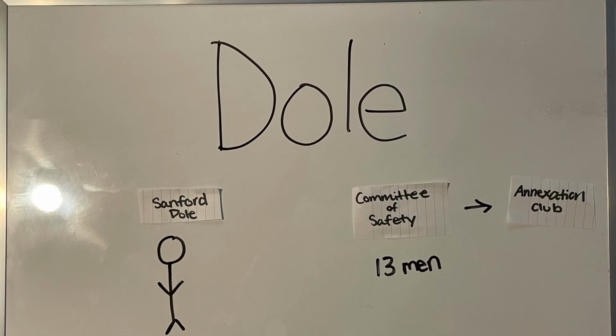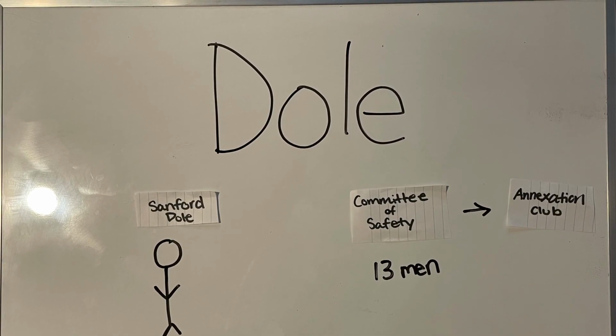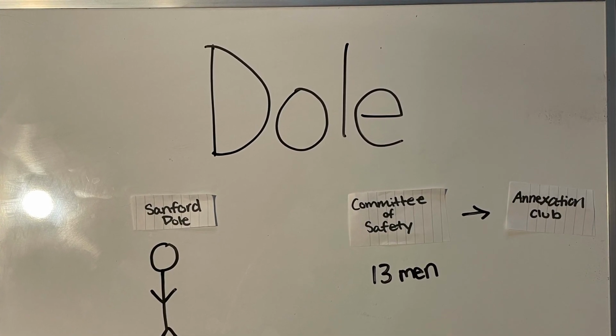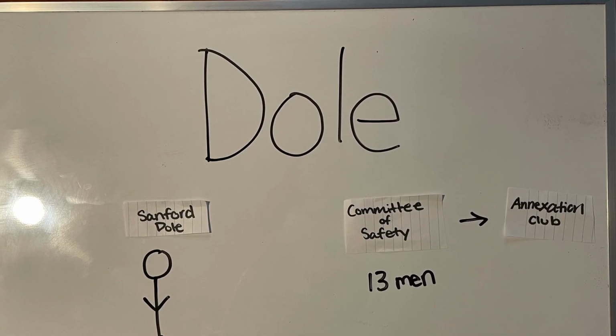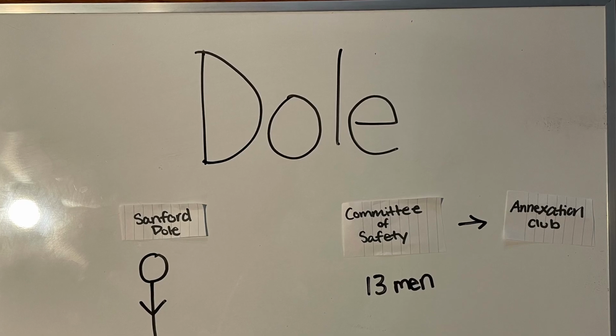Dole was born in Hawaii to American parents who were missionaries. He would go on to form the Committee of Safety, a group of 13 men who supported the annexation of Hawaii. The group was also formerly known as the Annexation Club.